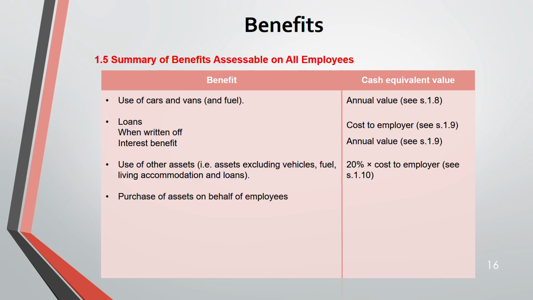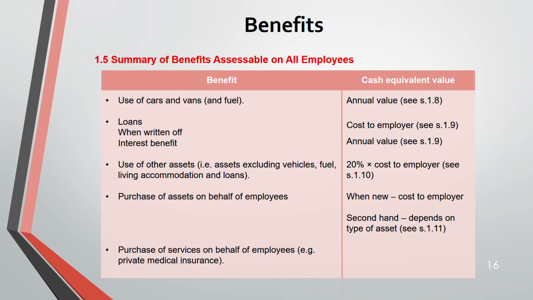Purchase of assets on behalf of employees. When it is new, when you're buying the asset for the first time, it is the cost to the employer. When it is second hand, it depends on the type of asset. We'll see section 1.11. And purchase of services on behalf of employees. Let's say you're purchasing private medical insurance, cost to the employer. So you need to remember the cash equivalent value for all those benefits.